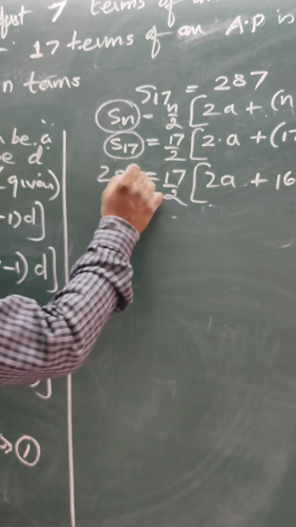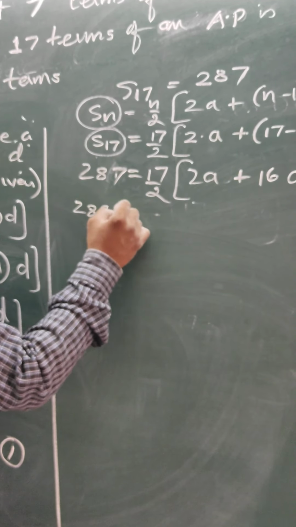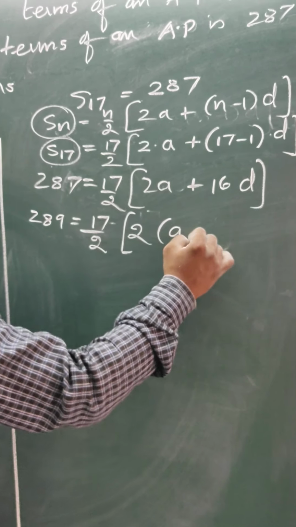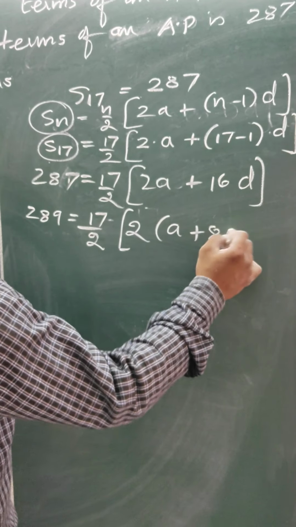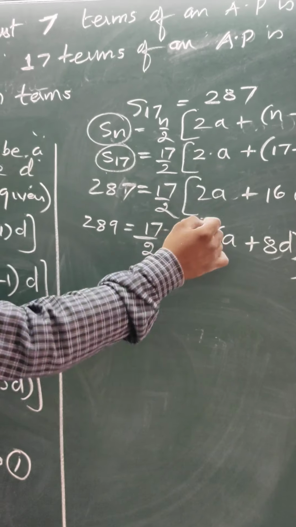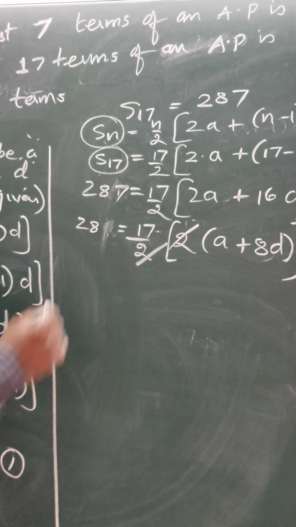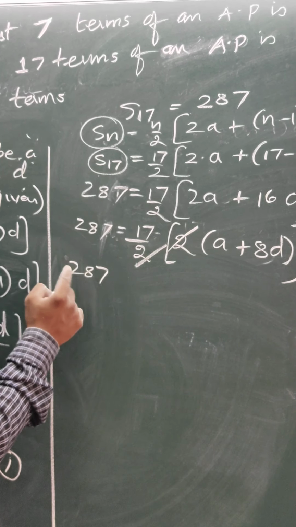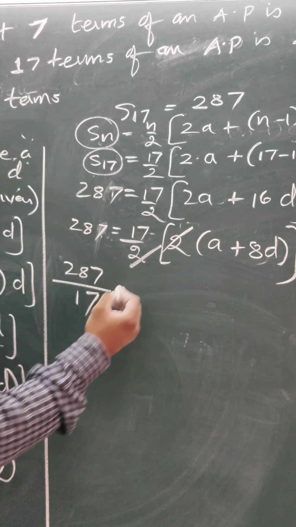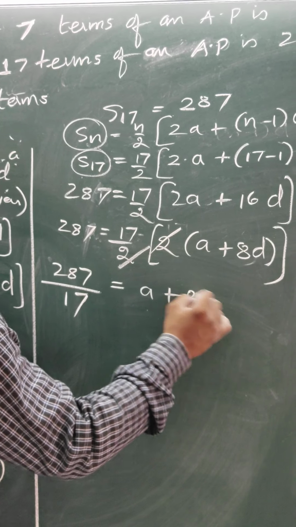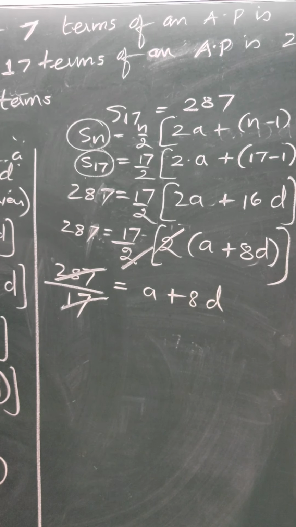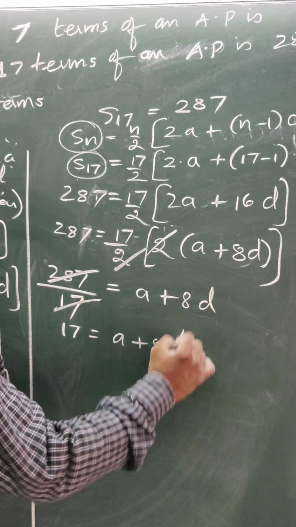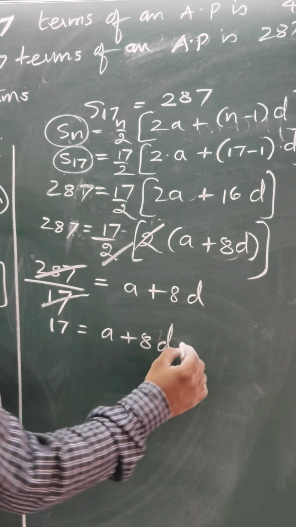Therefore 287 is equal to 17 by 2 into, if you take 2 common, you will get a plus 8d, bracket close. So this 2 and 2 will get cancelled. So therefore you will get here 287. If you take 17 on this side, you can divide by 17, is equal to a plus 8d. And if you divide 287 by 17, you will get 17. So 17 is equal to a plus 8d.